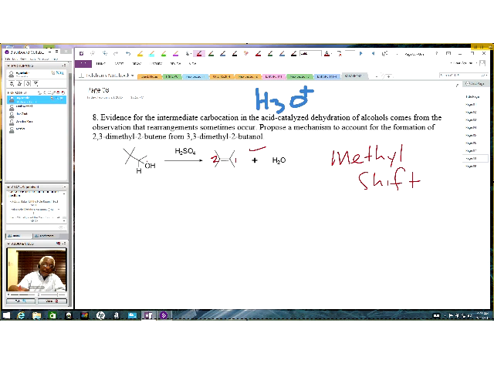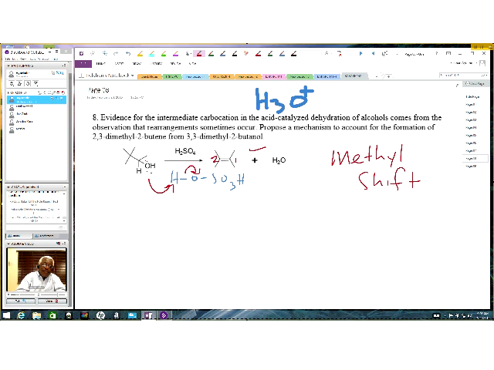Okay, so to give the mechanism for this, we start with this. When you write the mechanism, you have to indicate the non-bonding pair of electrons on oxygen. It is better for you to do that. So the first thing that happens, of course, we have sulfuric acid here, H2SO4. The first thing that happens is protonation of the hydroxy group.